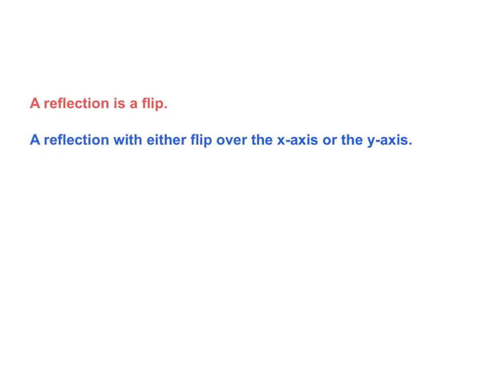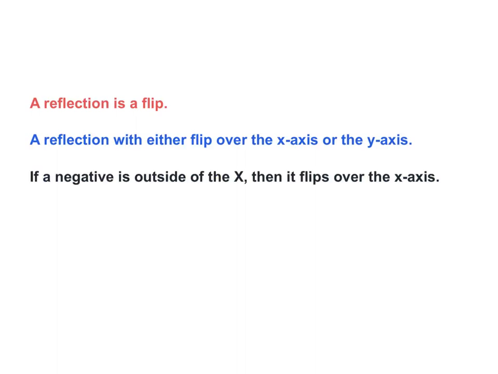Okay? And that's what that says. It's either going to flip over the x, or it's going to flip over the y. For now, those are the ones we're going to talk about. You can do reflections that flip over other lines besides those two axes, but we're going to just focus on those for this section. So, if the negative is outside of the x, again, I'm still using that whole inside-outside thing. Negative this time is going to be in front of the x. If it's outside of the x, then it flips over the x-axis.